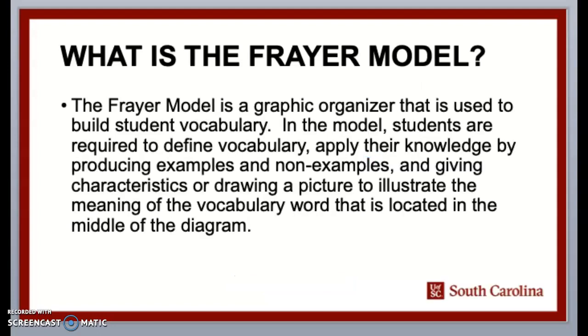Now, the Frayer model is a graphic organizer that's used to build student vocabulary. In the model, students are required to define vocabulary, apply their knowledge by producing examples and non-examples, and giving characteristics or drawing a picture to illustrate the meaning of the vocabulary word that is located in the middle of the diagram. During today's presentation, you are going to see a little bit more of how we break this down and what actually occurs. But this is really what the strategy is, a description of that.